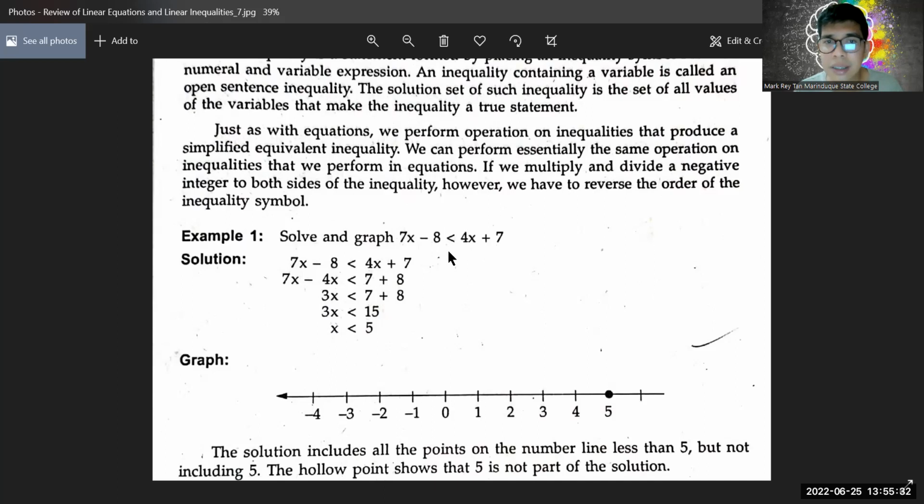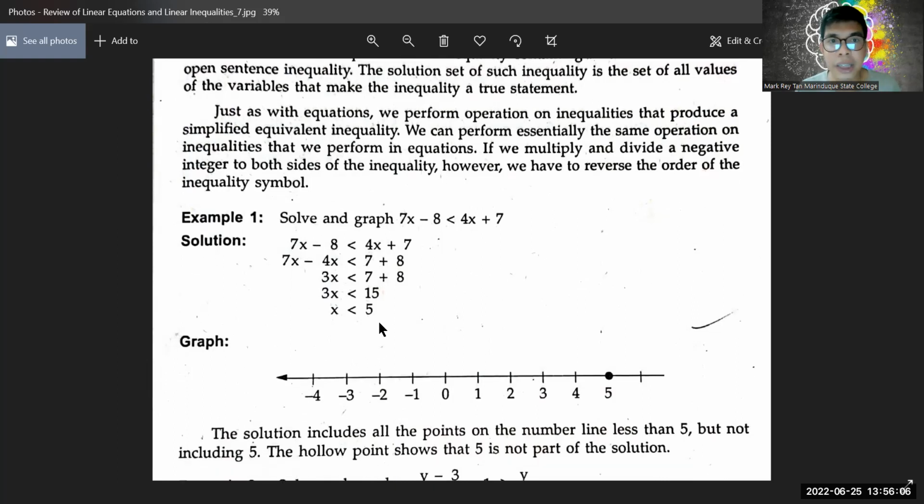7x minus 8 is less than 4x plus 7. So yung pagsusolve natin, ganun pa din. As long na wala dyang negative x or negative y sa dulo, same lang siya ng pag-compute ng equation. So ganun pa din kung ano yung diniscuss natin sa first video. And then you'll get a value of 3x is less than 15. Divide both sides of the inequality by 3. So you have x is less than 5.